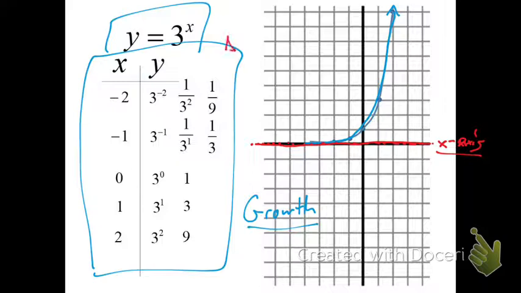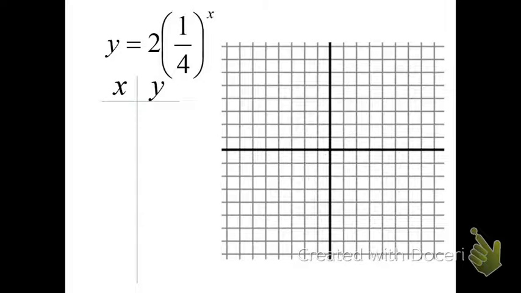So, got to have the table. This is exponential growth, and it's exponential growth because the number being taken to the power, this number right here, is bigger than 1. Since 3 is greater than 1, okay, that's what makes it exponential growth. Now, this is going to be exponential decay.